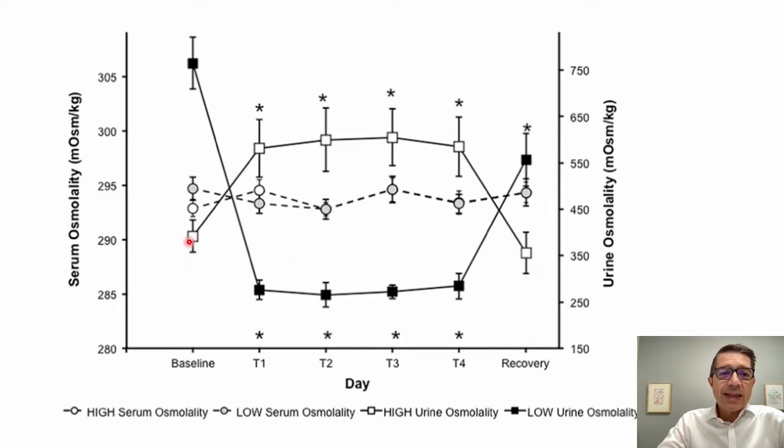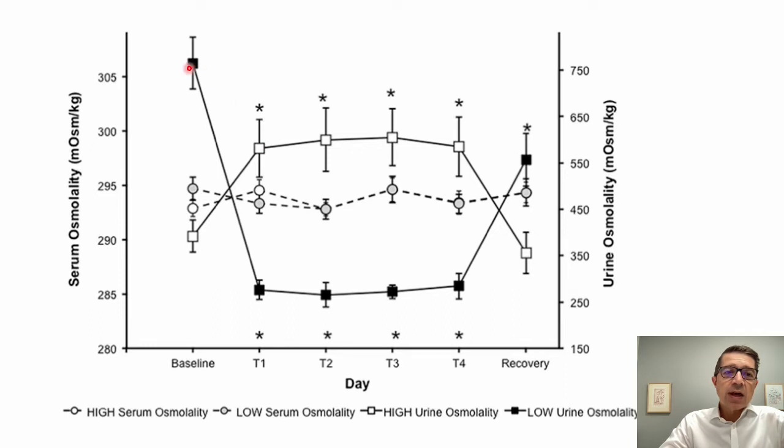And what they did, they measured them here at baseline to confirm that they were high and low drinkers based on the urine osmolality. Then they took the high drinkers and decreased their water intake, and they observed that when they decreased their water intake, urine osmolality went up.